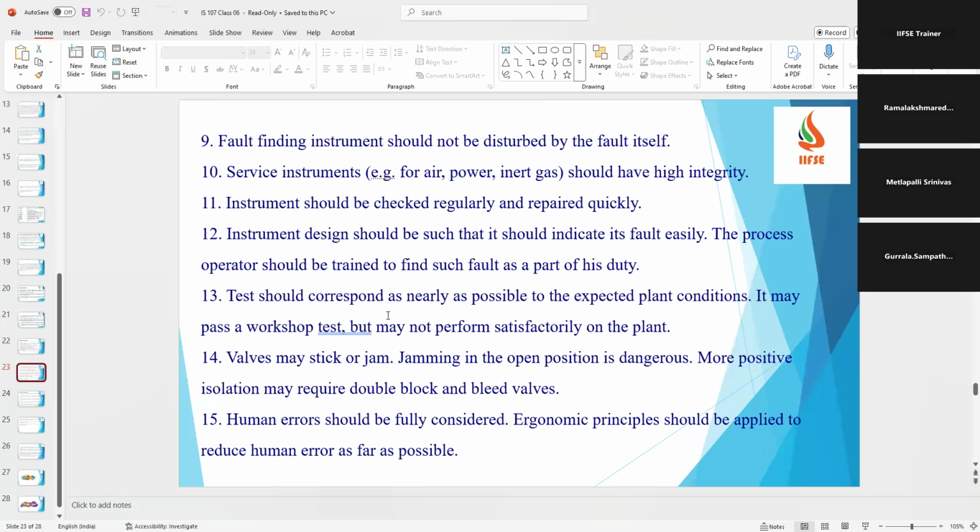The valves may stick or jam. Jamming in the open position is dangerous. A more positive isolation may require double block and bleed valves. So, jamming in the open position, as I mentioned, some valves won't shut off by the DCS controls. There we should have double block and bleed valves to correct such jamming. And human errors should be fully considered. Ergonomic principles should be applied to reduce human errors as far as possible.